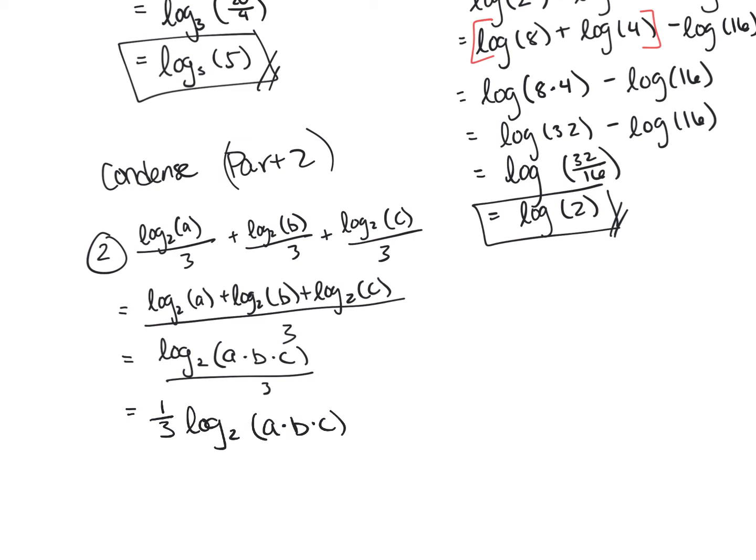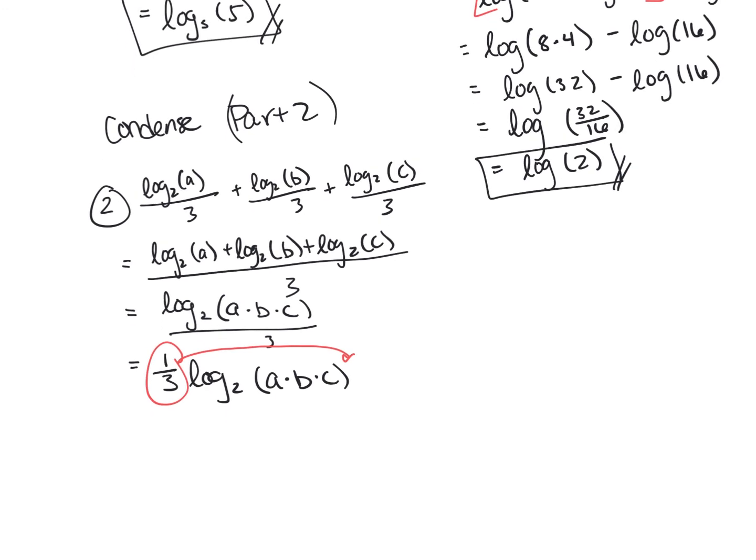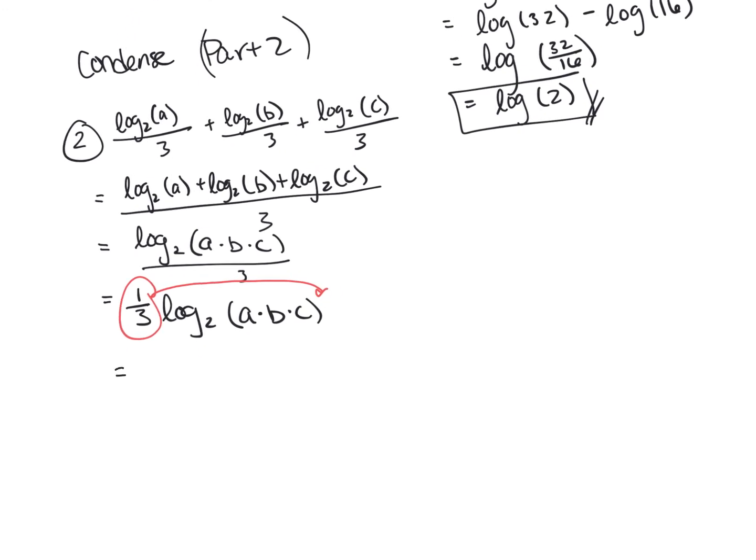So in order to properly condense this, I'm going to make this 1/3 be an exponent to everything inside the log. So I'm going to say this is log base 2 of bracket parenthesis a times b times c to the 1/3. So this is my way of showing that that 1/3 is not just going to the c, but to everything inside there. So be careful of that. So if you're dividing by something, it is still a coefficient. It's just a fractional coefficient.